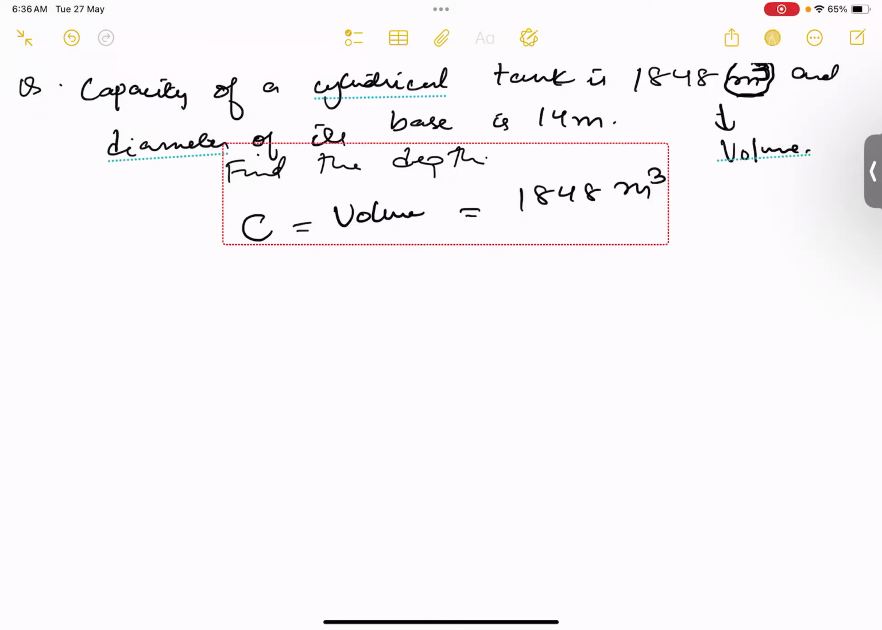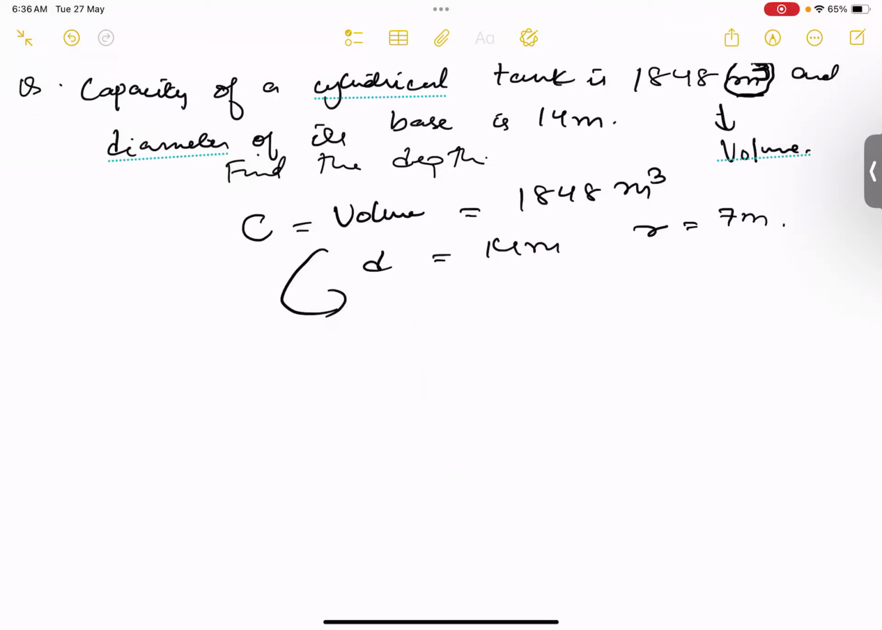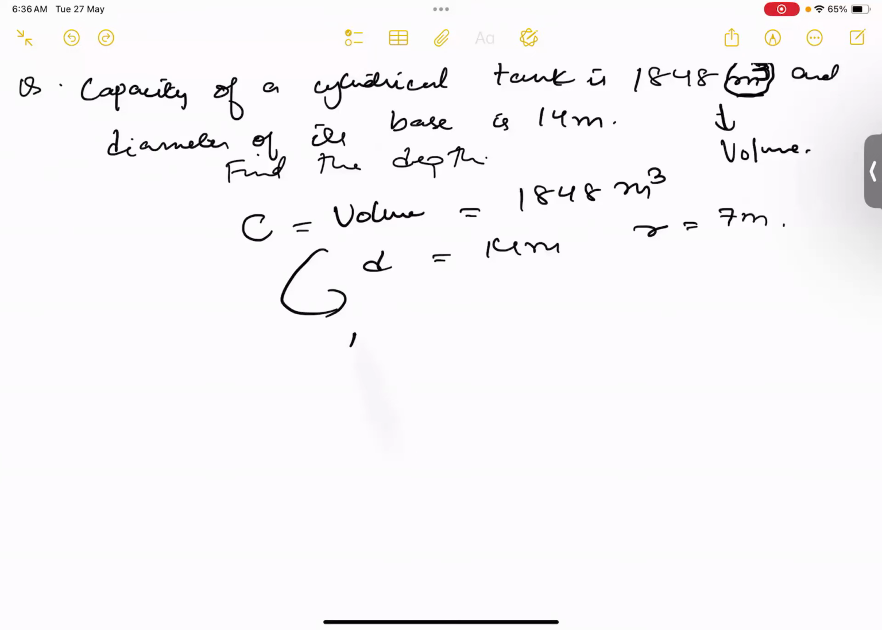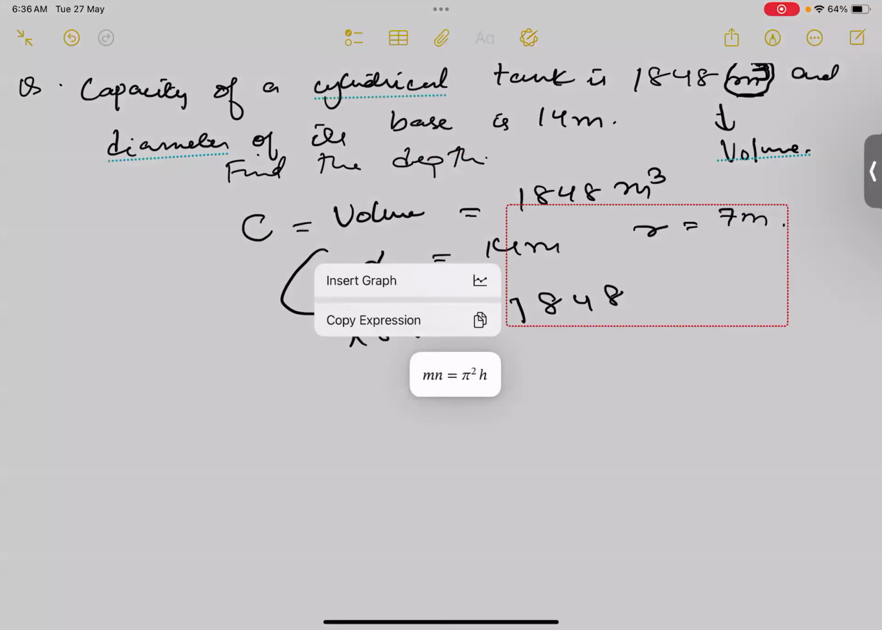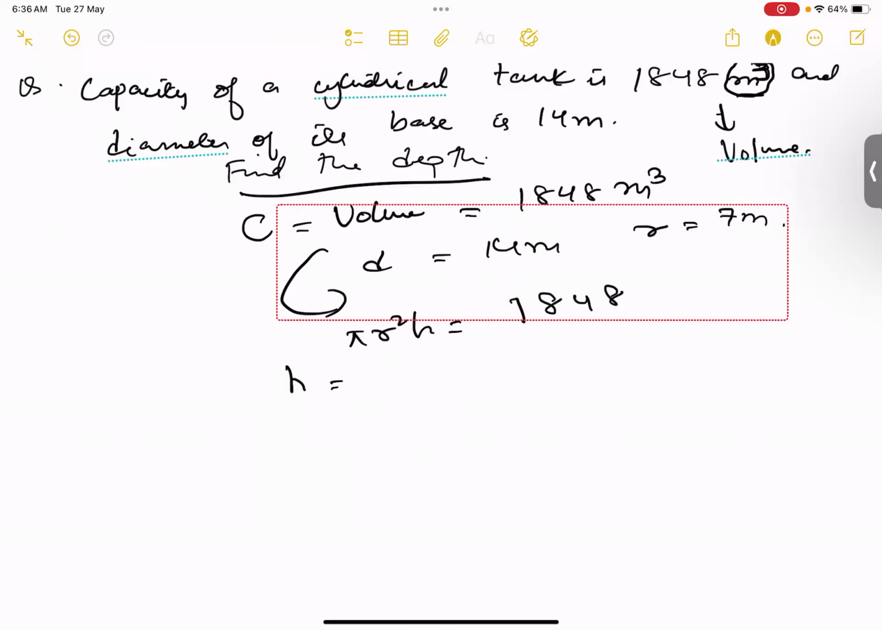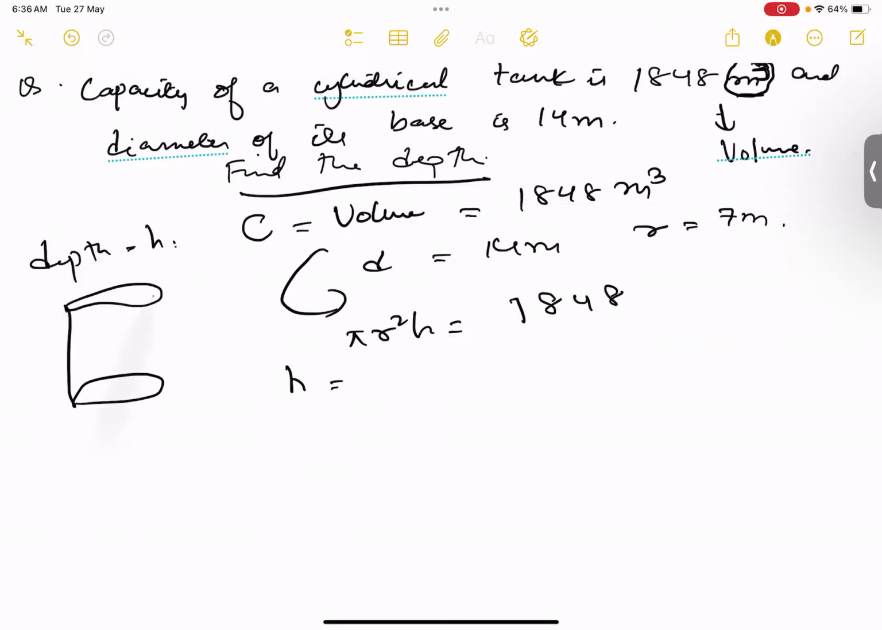Okay, now the diameter is given. Diameter is 14 meter, which means radius is half of that, right? 7 meter. Now, if you look at the volume of a cylinder, we know that the volume is pi r square h, right? So 1848. And we have to separate the h, since we have to find the depth, right? So depth is nothing but the height, okay, here. Because a cylinder will look like this. This is the radius, and this height is the depth.